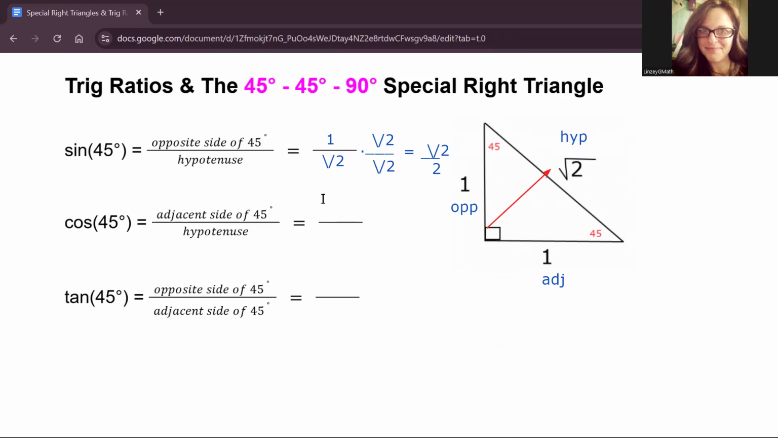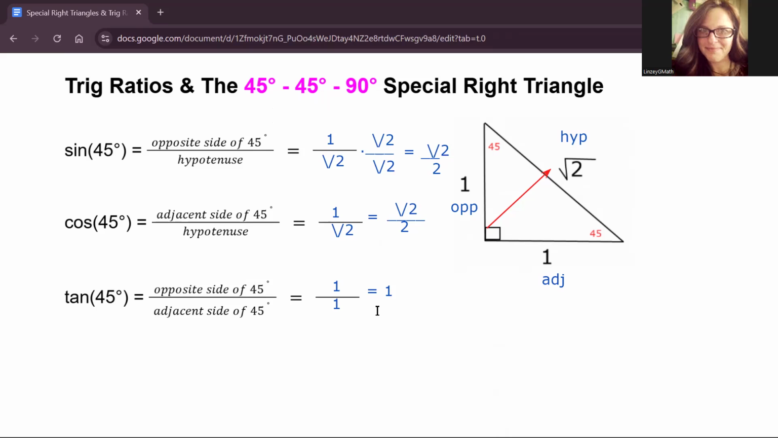Cosine of 45 degrees is the same as sine of 45 degrees. If we rationalize, we get the square root of 2 over 2. Tangent of 45 degrees. Opposite side over the adjacent side. And we can reduce and we get tangent of 45 degrees is 1.